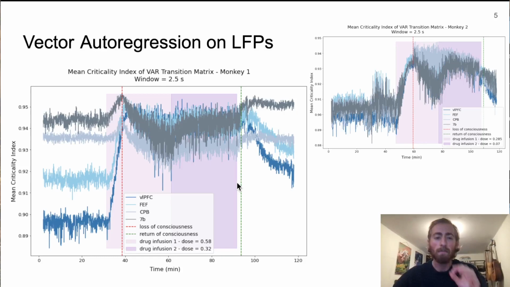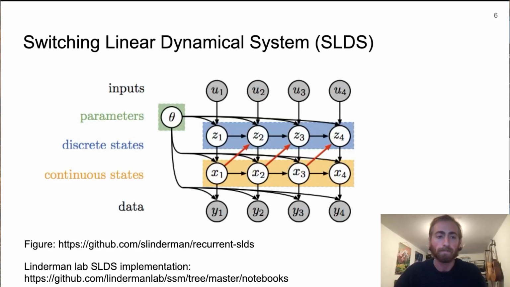And what we see here in monkey 1 is that the more stable regions during wakefulness, prefrontal cortex and frontal eye fields, undergo a rapid destabilization during the onset of anesthesia, followed by a return to more stable dynamics after anesthesia ends. And in the top right corner is additional data from a second monkey, and here we see again that there is a robust destabilization in prefrontal cortex during anesthesia, but now we actually see this across all brain regions.